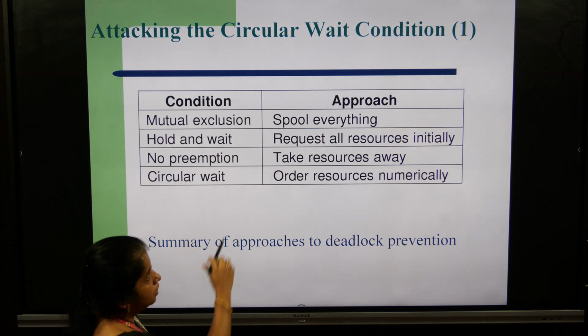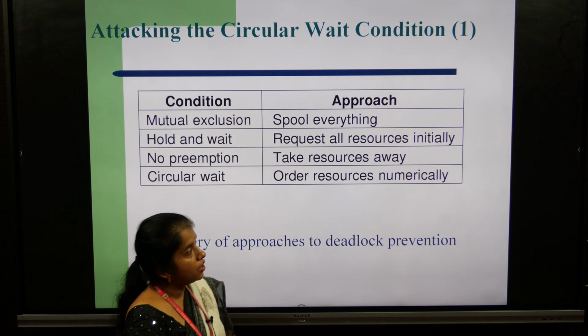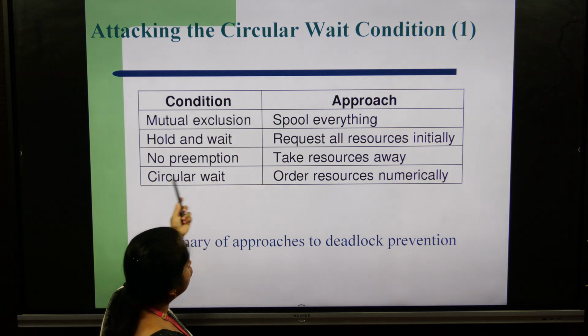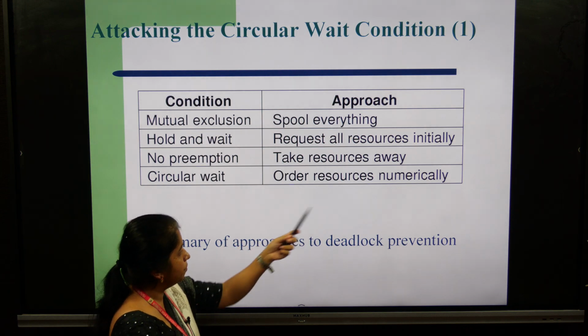Mutual exclusion, approach: spool everything. Hold and wait, request all resources initially. No preemption, take resources away. Circular wait, order resources numerically.